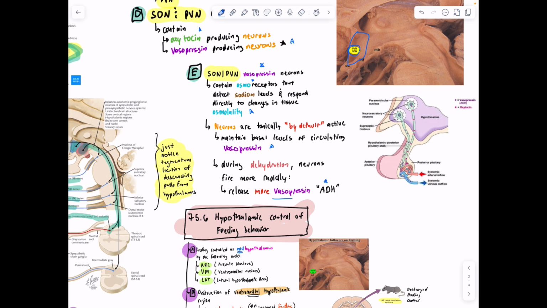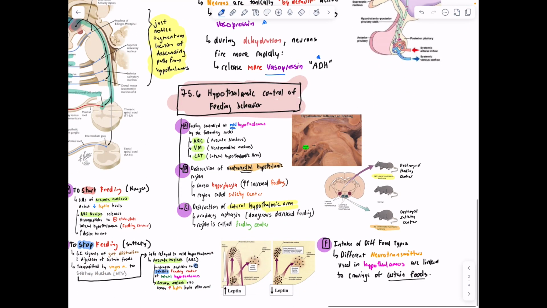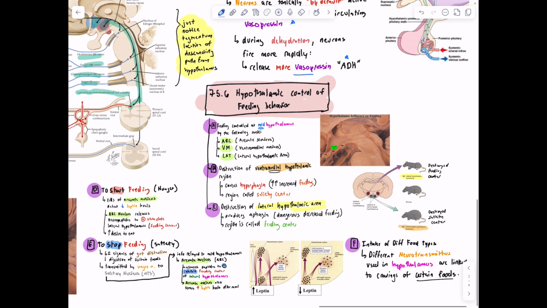But the supraoptic nuclei and paraventricular nuclei, which are located here and here, are going to be producing this vasopressin. They also produce oxytocin, but we care about vasopressin here for the control of thirst. All right, then we had hypothalamic control of feeding behavior, and unfortunately for this, we know about it due to some poor rats who got very thin and very obese.